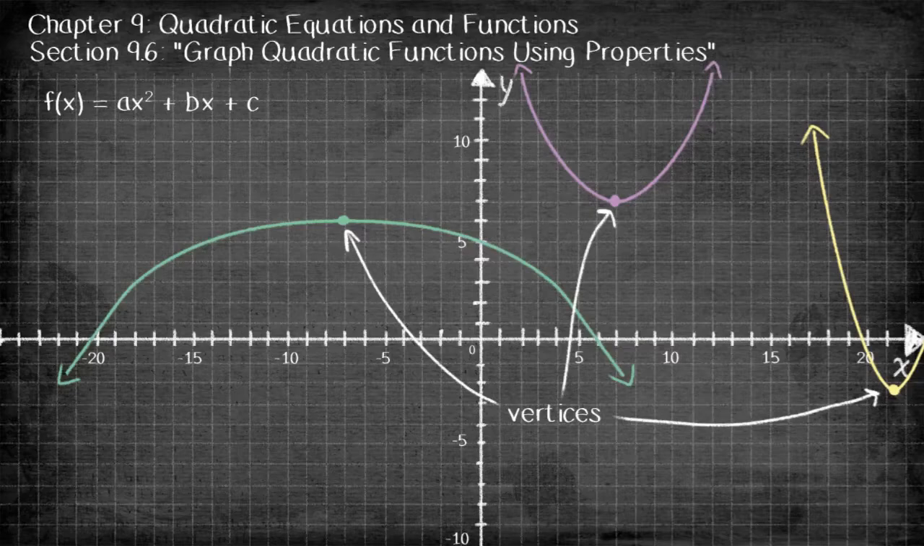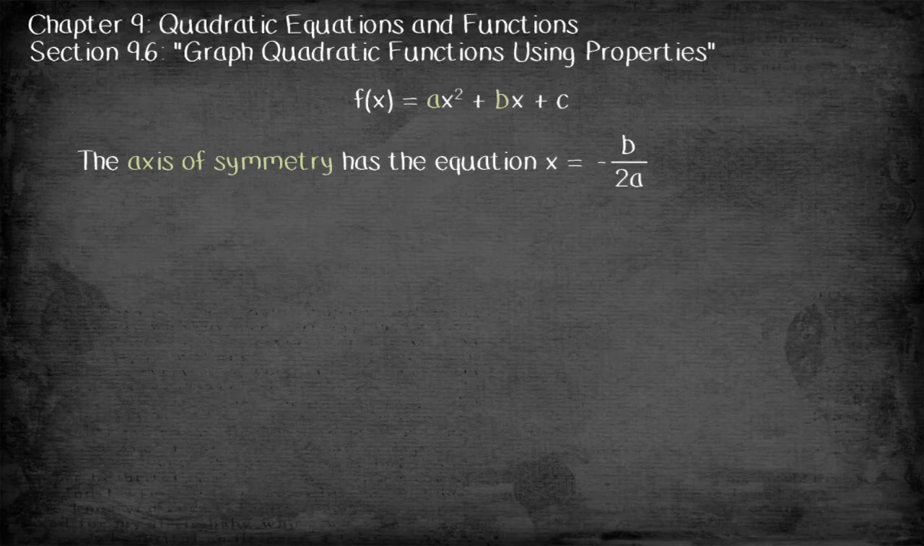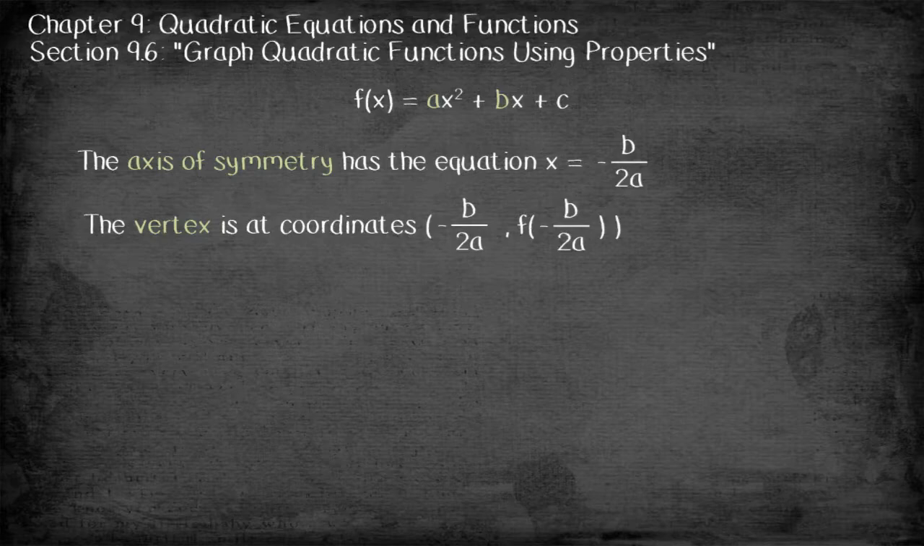So where do we get those based on the equation for the quadratic function? Well, we get the axis of symmetry from the first two terms, a and b, the coefficients of x squared and x respectively. The axis of symmetry is a vertical line with the equation x equals negative b over 2a. So that's not too hard. And then the vertex is whatever the value of the function is at the x value of the axis of symmetry. That makes sense because the axis of symmetry goes through the vertex.